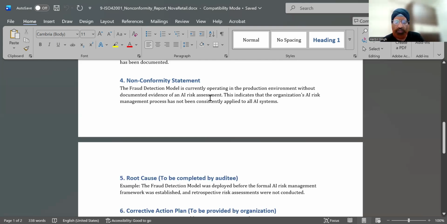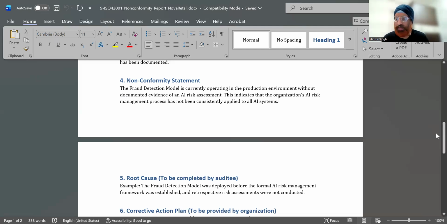So what is the NC statement? The fraud detection model is currently operating in the production environment without documented evidence of an AI risk assessment. This model is live in production, but it doesn't have the AI risk assessment. So this indicates that the organization's AI risk management process has not been consistently applied. It does exist, but it is not consistently in application, is what we are saying.